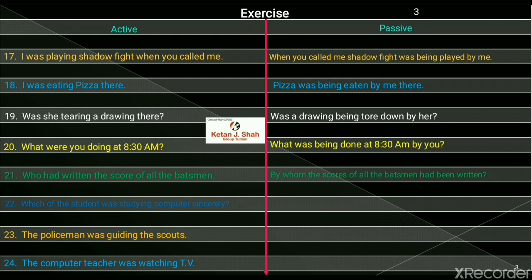22nd. Which of the students was studying computer sincerely? Becomes, by which student computer was being studied sincerely. 23rd. The policeman was guiding the scouts. Becomes, the scouts were being guided by the policeman. 24th. The computer teacher was watching TV. Becomes, TV was being watched by the computer teacher.